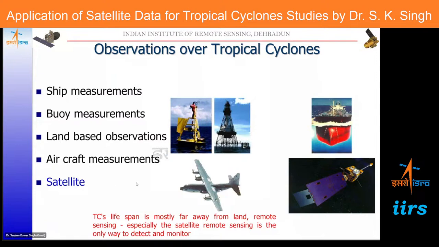But all these observations are specific location based. That is not everywhere, and it is also sparse. It is not a good number of observations with which you can monitor the tropical cyclone continuously. In this case, the satellite plays a major role in monitoring the tropical cyclone in a timely manner.